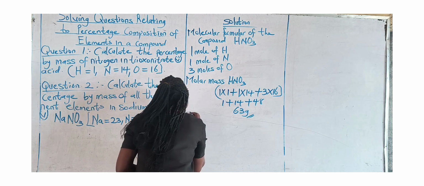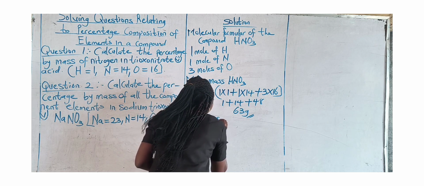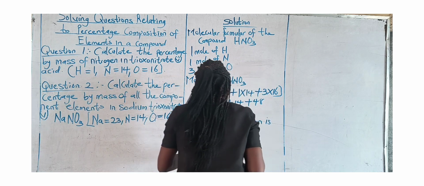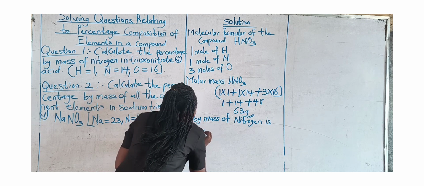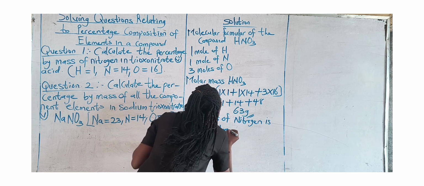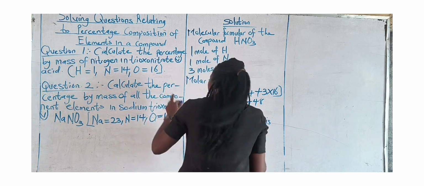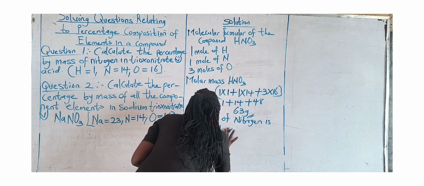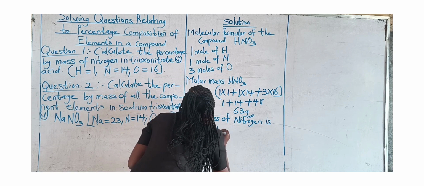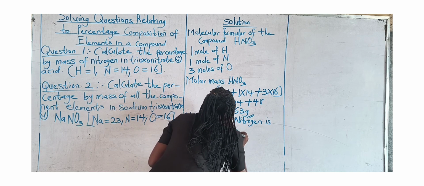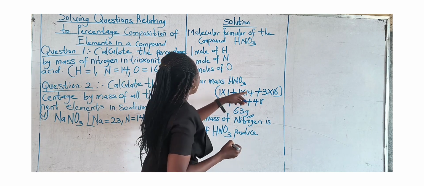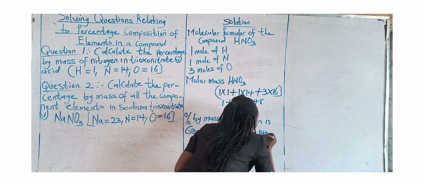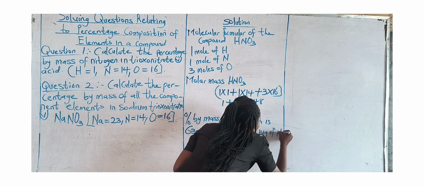Very simple. Percentage by mass of nitrogen is what? That is, 63 grams of HNO3 produces how many grams of the nitrogen that we are concerned with? Here it is 14 grams of nitrogen.